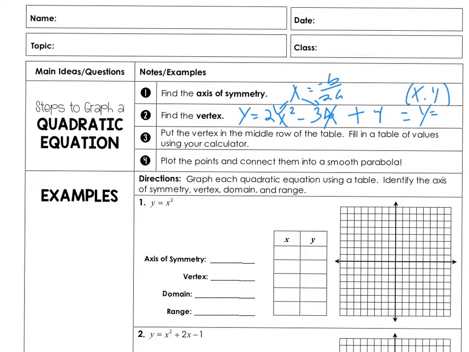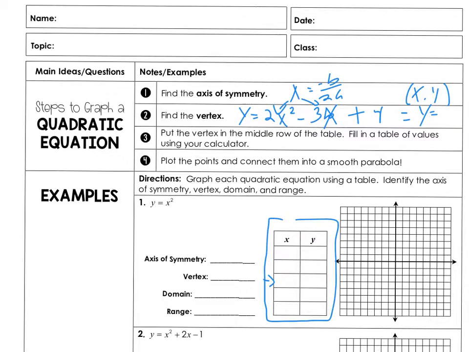Okay. Our third step, put the vertex in the middle of a row of tables. So we're going to have a table like this one, and we're going to put the vertex right in the middle. And then we're going to fill in the table of values using your calculator. So that's not using the graphing function, but just using your calculator to solve it so you don't have to do it by hand, right? And then we're going to plot the points on the graph and connect them. All right? So I'm going to do maybe 2 examples with you guys and then let you work the rest on your own, okay?